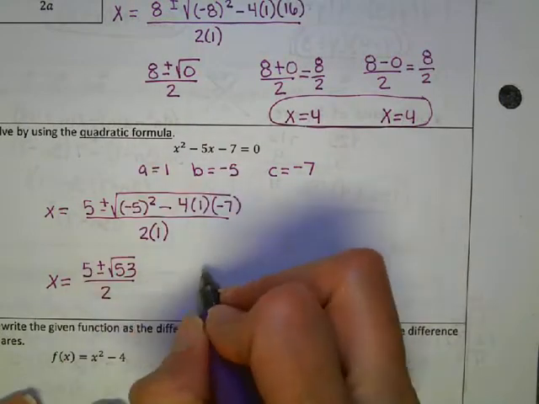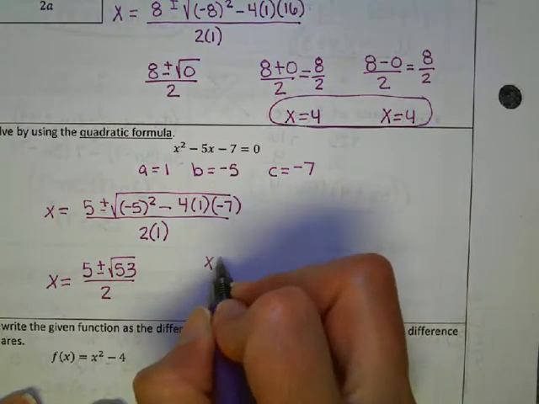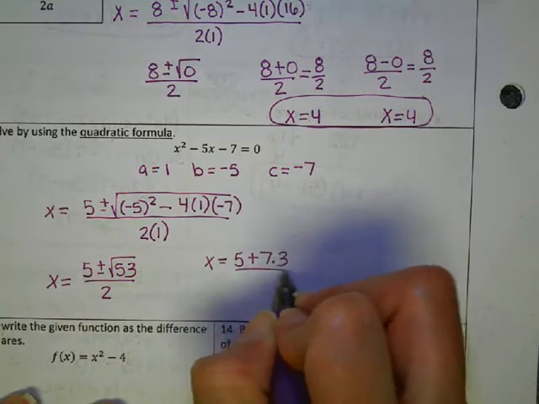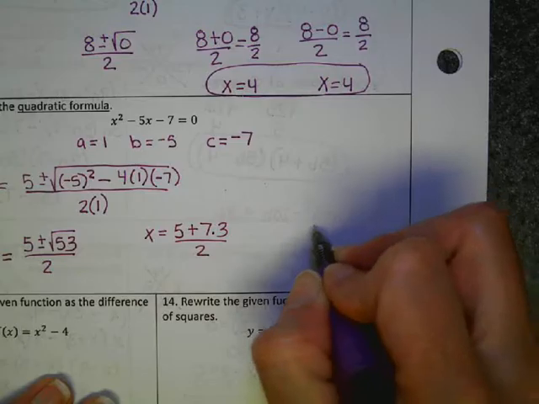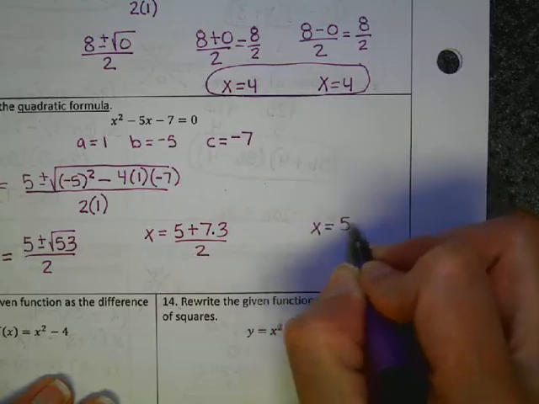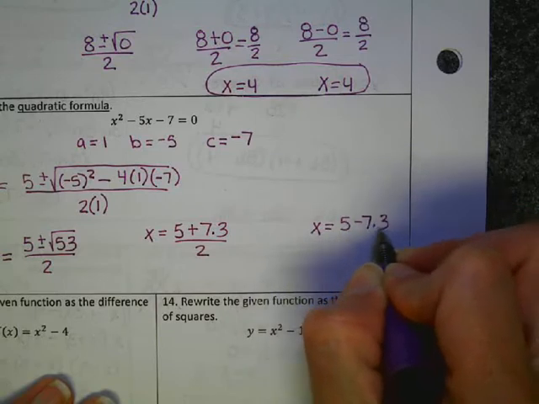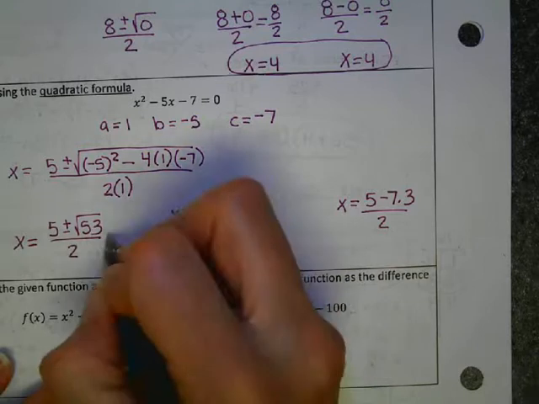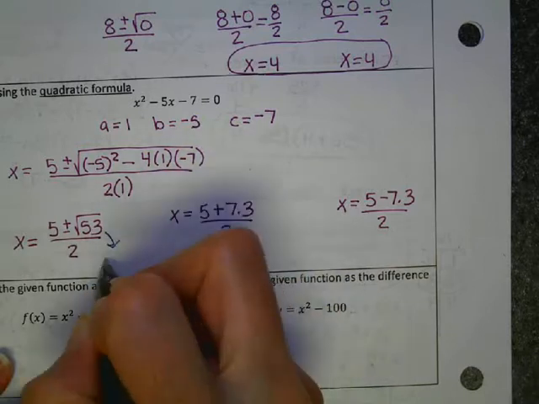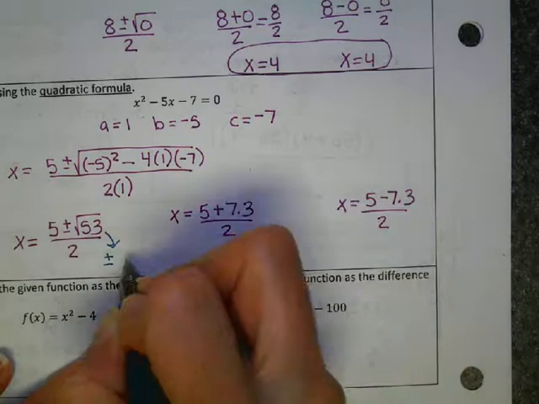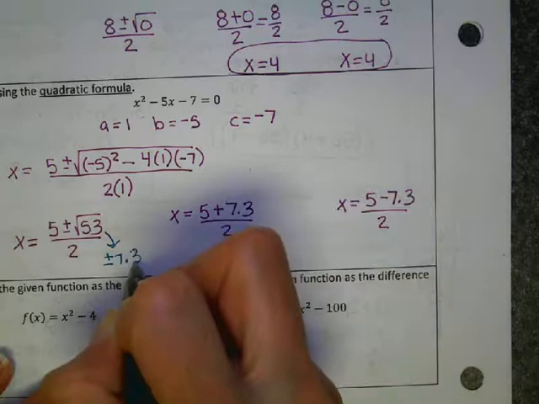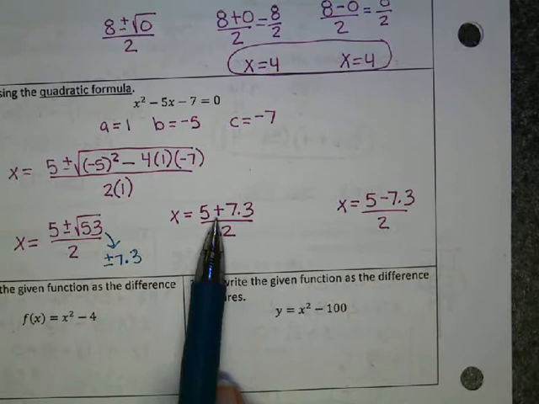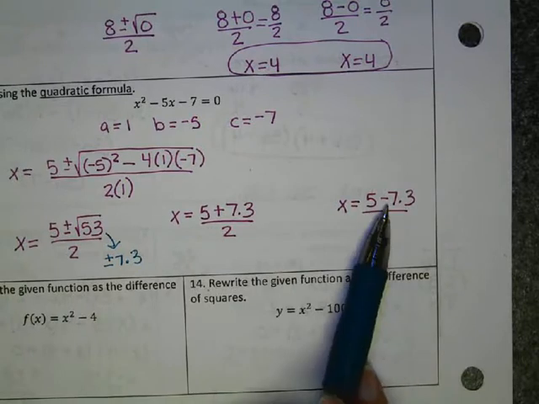So our two problems are going to be x equals 5 plus 7.3 divided by 2, and x equals 5 minus 7.3 divided by 2. So I'm going to put a little note here. The square root of 53 was positive and negative 7.3. And you can see they already put the little positive and negative sign there, so that you know to do a plus one and a subtracting one, adding and subtracting.